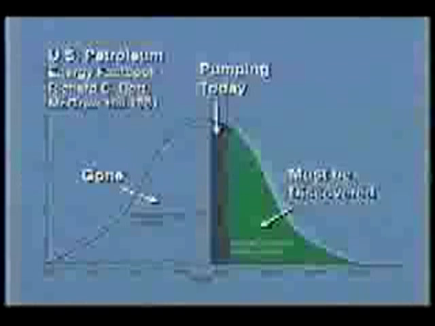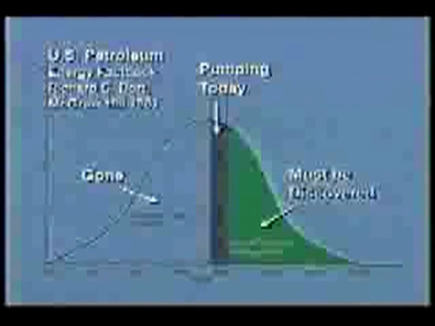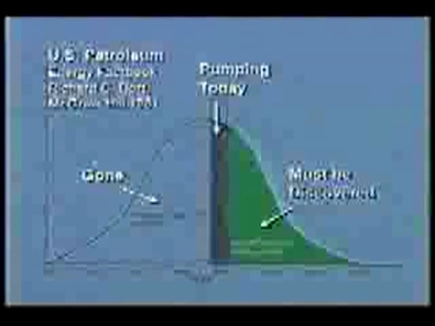3.2 billion is the area of that little tiny square. That's less than 1 year's consumption in the United States. Now, let's look at the curve in this way. The area under the entire curve represents the entire resource of U.S. petroleum before any of it was used.